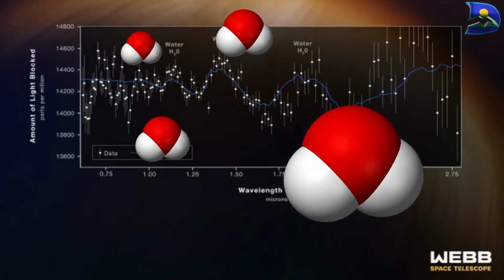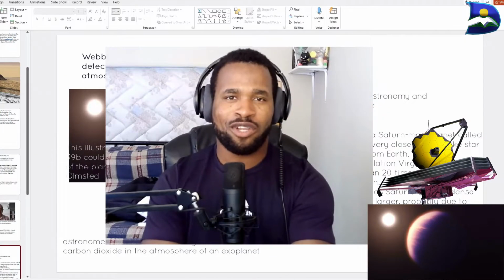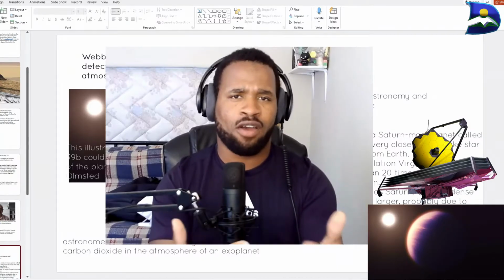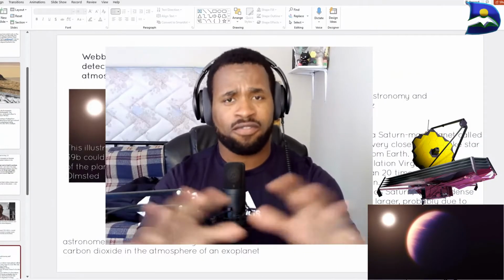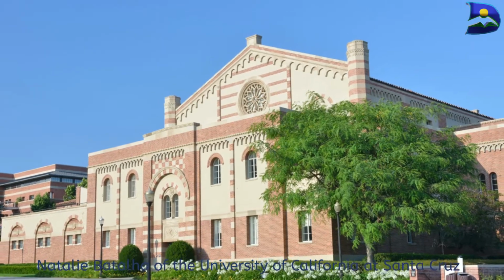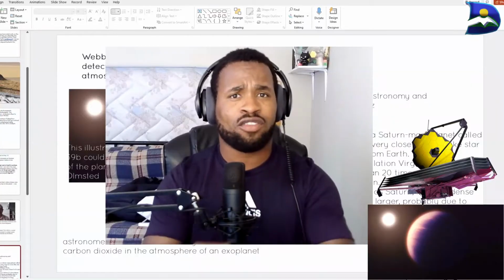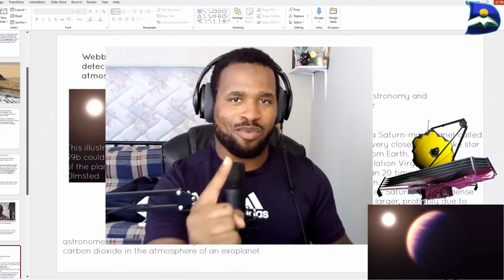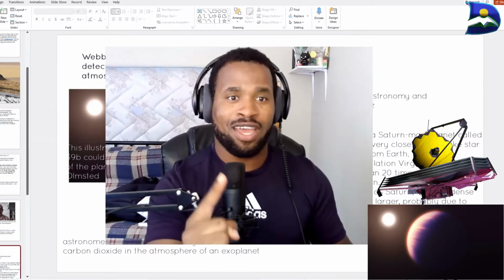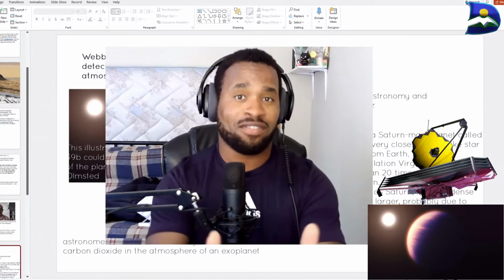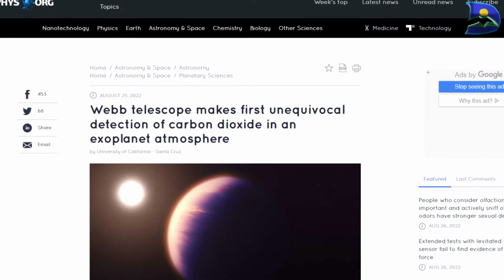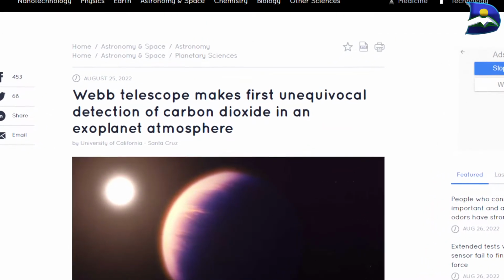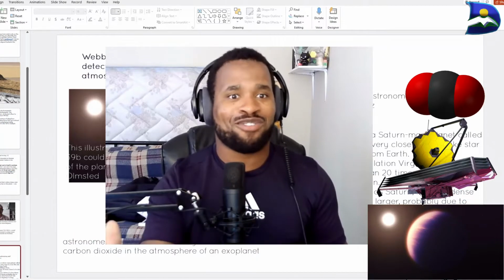And this here is translated into these particular new images of another exoplanet that they've been investigating for a while. But this particular group of scientists from UC Santa Cruz is really fantastic to see, in terms of what they're able to accomplish in the same style, but with one interesting new discovery. This discovery is really fantastic. According to this article, the Webb telescope makes the first unequivocal detection of carbon dioxide in an exoplanet's atmosphere.